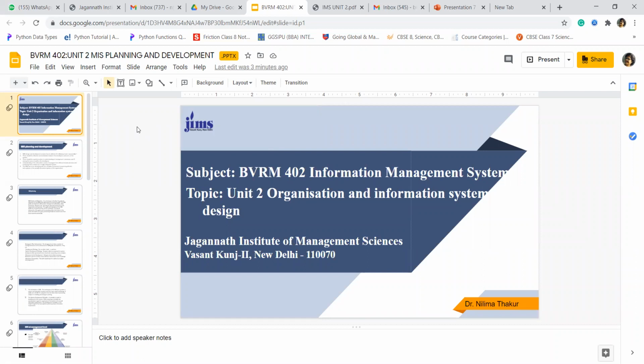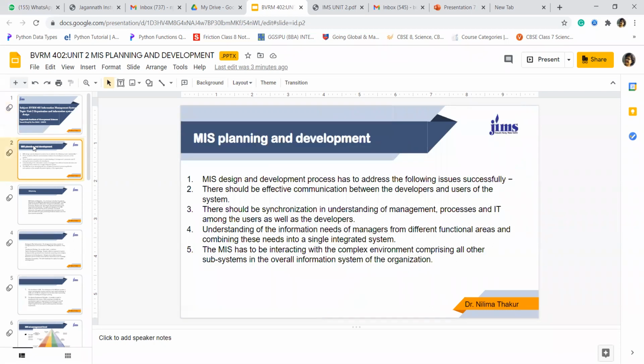Good morning, students. Today, in continuation with Unit 1 of the Information Management System subject, we are followed by Unit 2, where we will be studying about organization and information system design. Under organization, we would be knowing about the management information system planning and development.